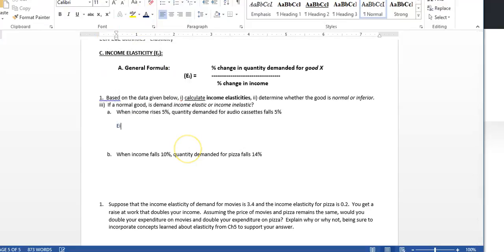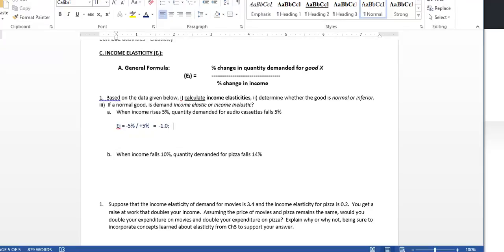So let's go ahead and calculate that. EI equals percent change in quantity. So we said quantity falls negative 5% when income rises 5%, so plus 5%. All right, so there we go. Our income elasticity is equal to negative 1.